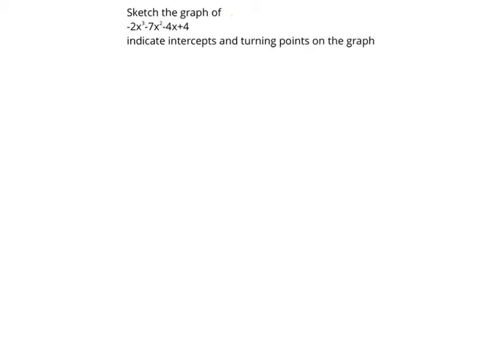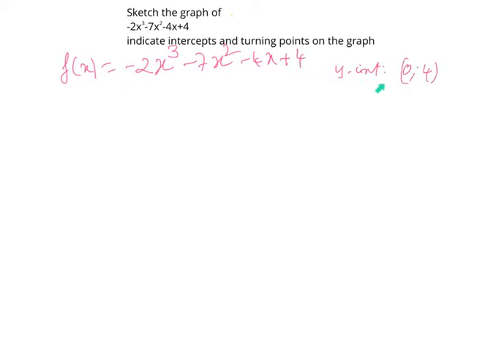Here the question is, sketch the graph of f of x is equal to minus 2x cubed minus 7x squared minus 4x plus 4. My first step is to find the intercepts. So I can find my y-intercept. I can straight away write it as (0, 4). So I get this positive 4. This constant will be my y-intercept.